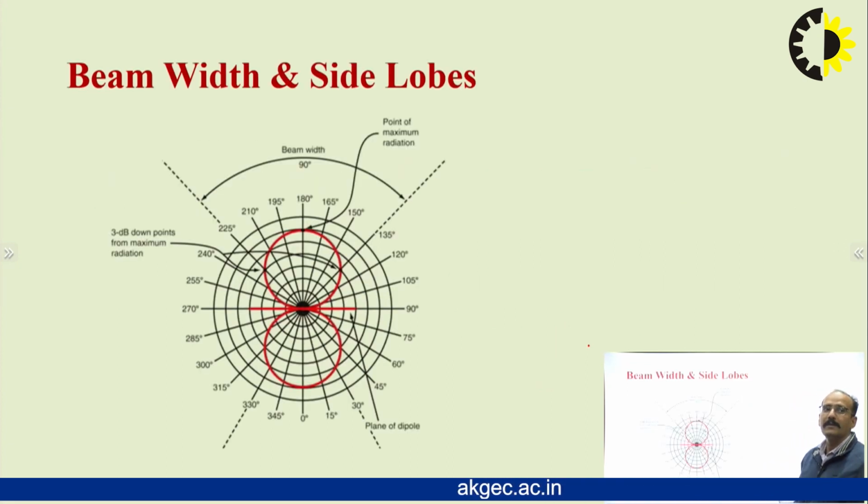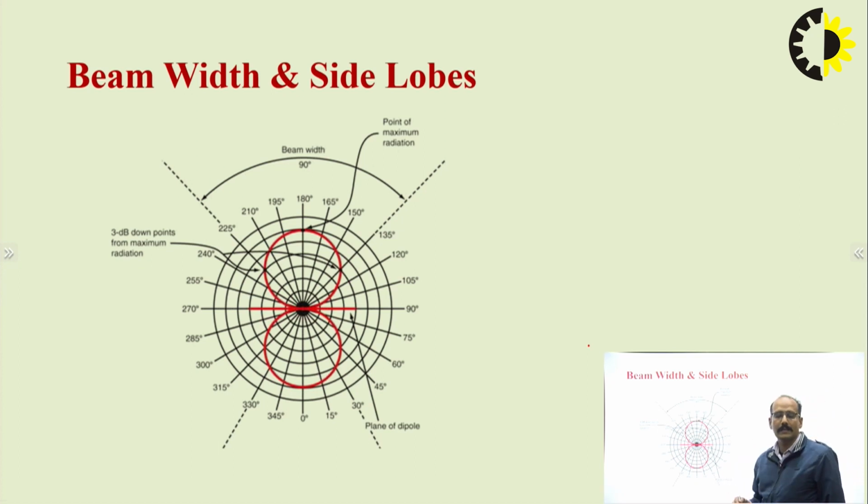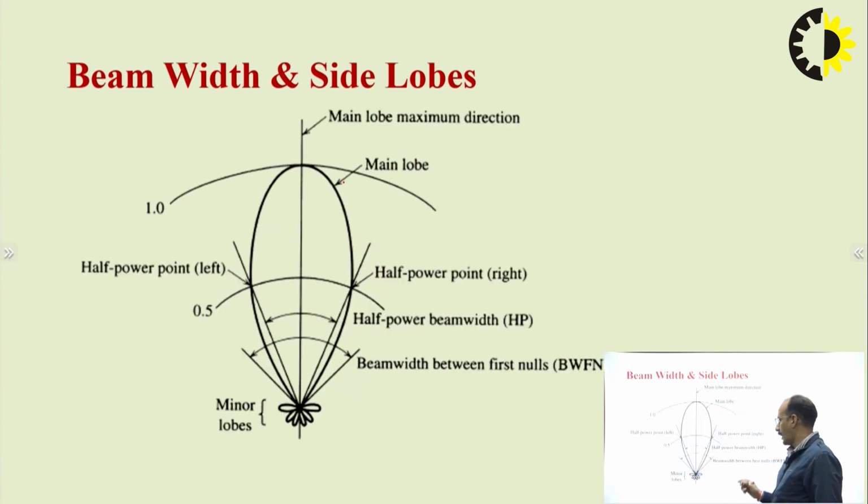Then the beam width and the side lobes, that come from the radiation pattern. The angle between the points of the radiation pattern is the beam width. That beam width comes from the points that are 3 dB down. How can you understand that? This is the main point where the antenna is located. This is the radiation direction. Here the antenna has the maximum radiation, it means 1 dB.